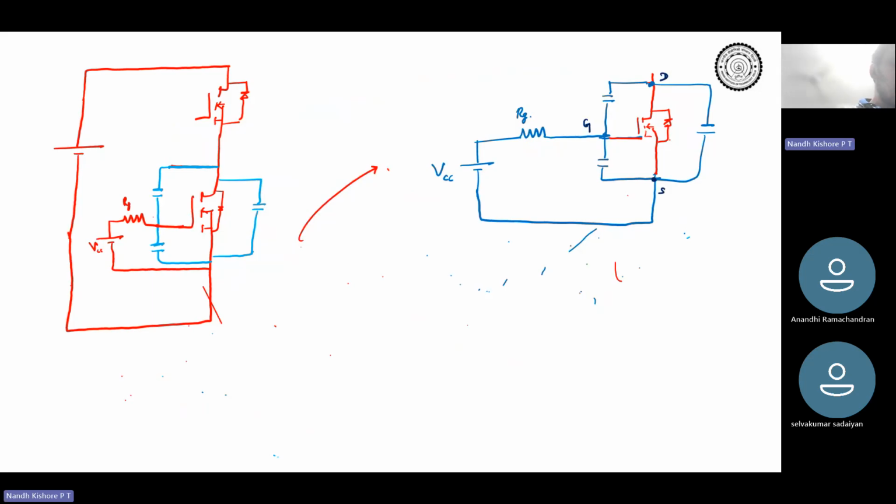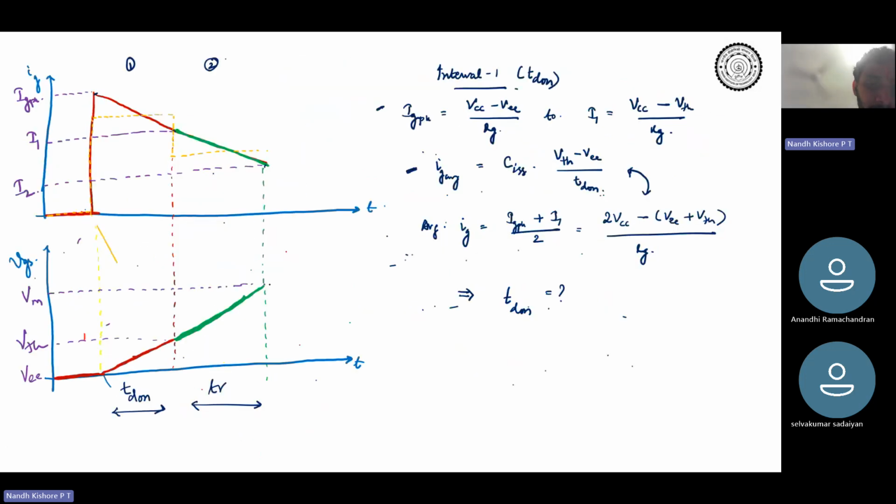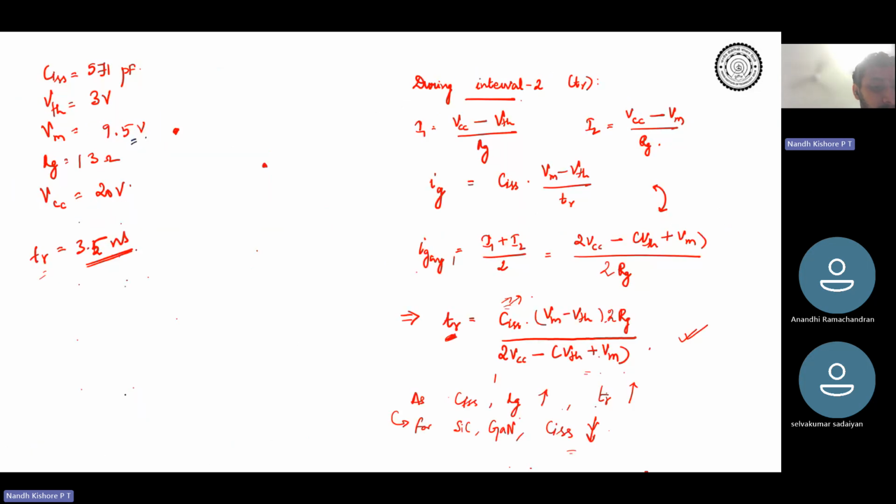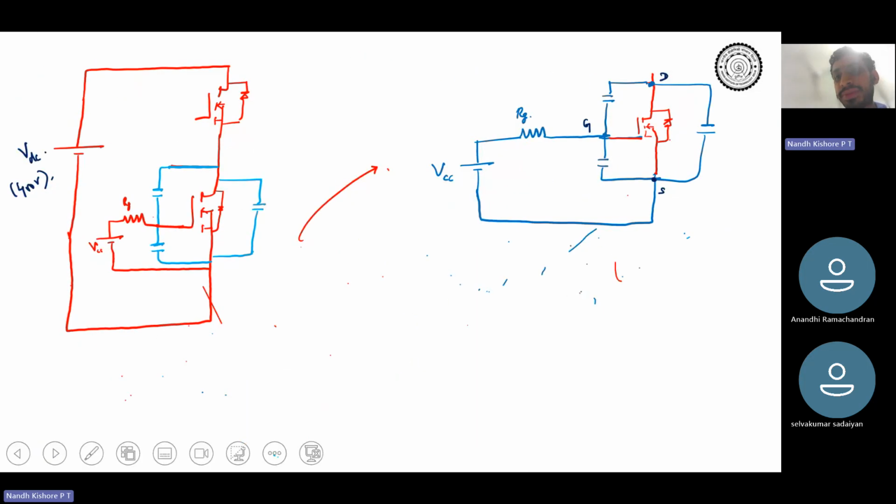Let's assume that your VDC is 400 volts. You know that at the end of your current rise interval, your VGS is V Miller. At this point, VGS is V Miller. In our case, the V Miller was 9.5 volts. So right now VGS is 9.5 volts.